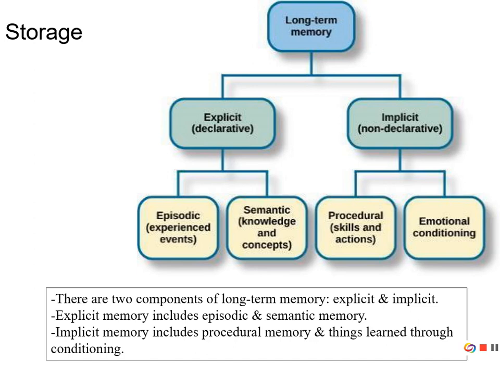Anyway, all right. Explicit knowledge could be the capital of Delaware. Implicit is, as we said, how to ride a bicycle, or like baby Albert, who was afraid of Santa Claus but had no idea why. Okay? So there are lots of different ways to break down memories.